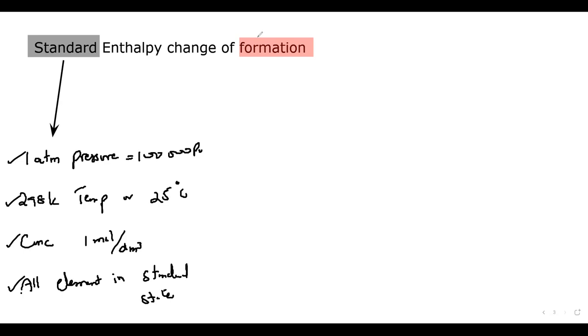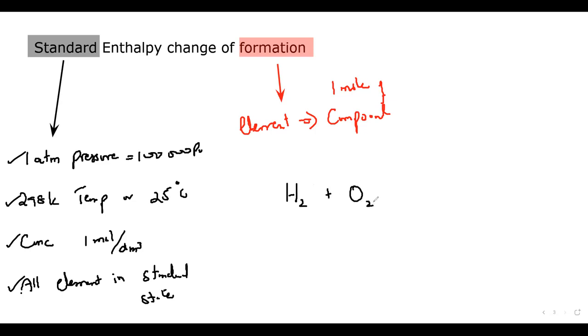The term formation refers to when elements give a compound. So when elements form 1 mole of a compound, we call that a standard enthalpy change of formation. Example, we have hydrogen reacted with oxygen to give H2O, 1 mole of H2O, and the equation must be balanced.